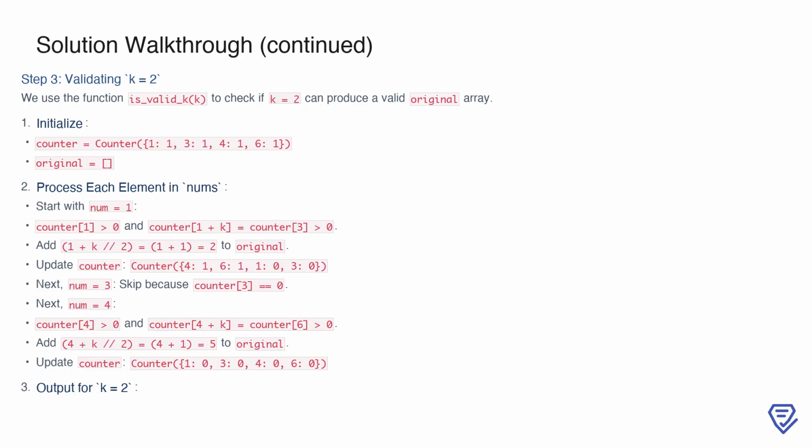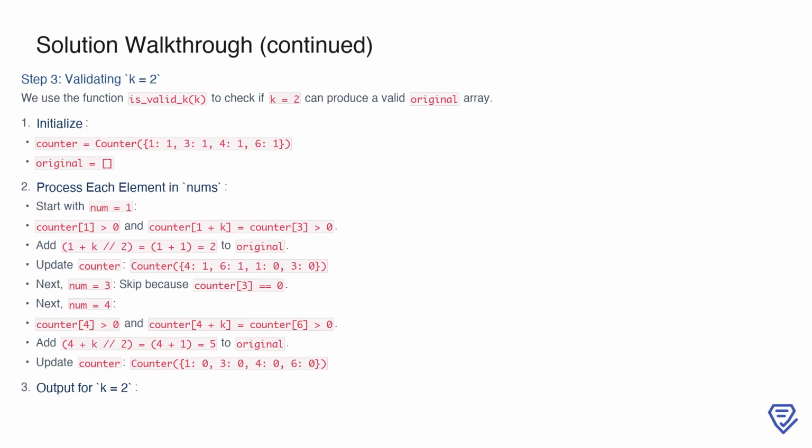First, we initialize a counter to keep track of the frequency of each element in nums, which is counter = {1: 1, 3: 1, 4: 1, 6: 1}. We also initialize an empty list original to store the reconstructed original array. We then process each element in nums. Starting with number equals 1, we check if it and its paired element, 1 plus k equals 3, are available in the counter. Since both are present, we add 1 plus k//2 equals 2 to original and update the counter, reducing the counts of 1 and 3.